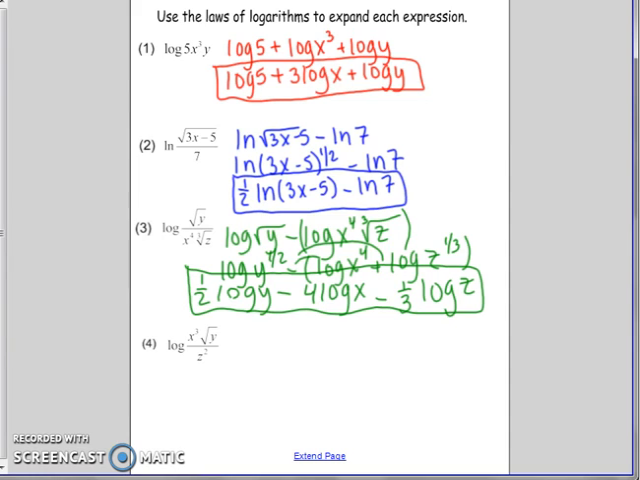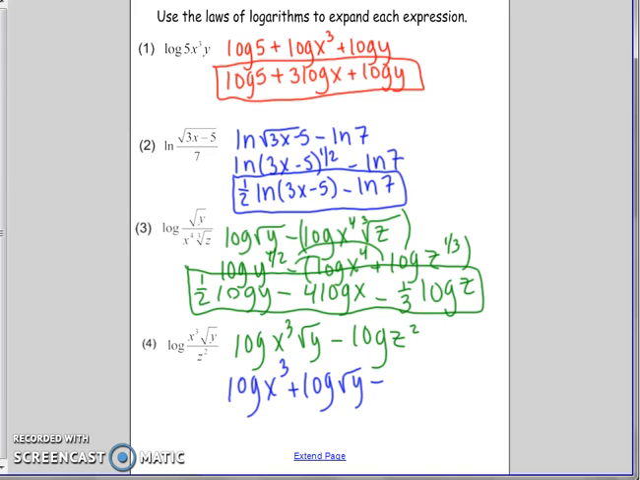Okay, and now in the last one, we have division going on. So we're going to subtract. So we're going to write the top first. So we have log of x cubed square root of y minus the log of z squared. So what we're going to do now is, since I have multiplication happening, the x cubed and the square root of y, I'm going to break those up into addition. So log of x cubed plus log of the square root of y minus log of z squared.